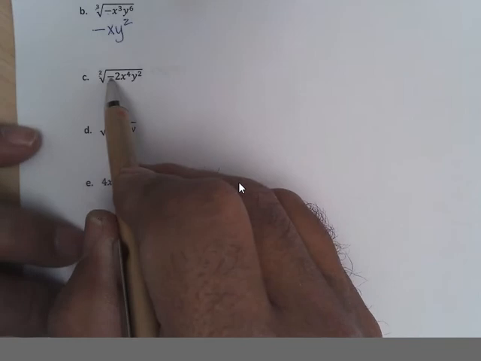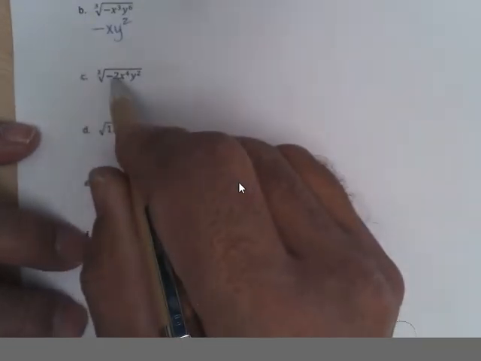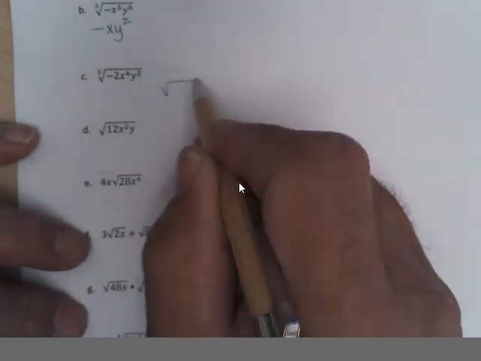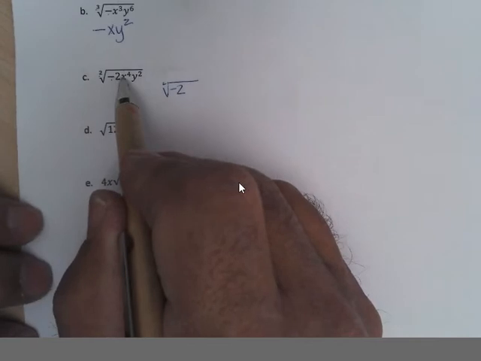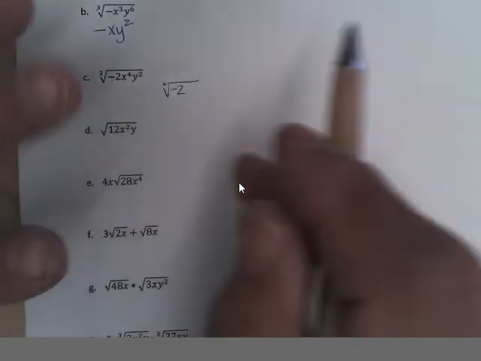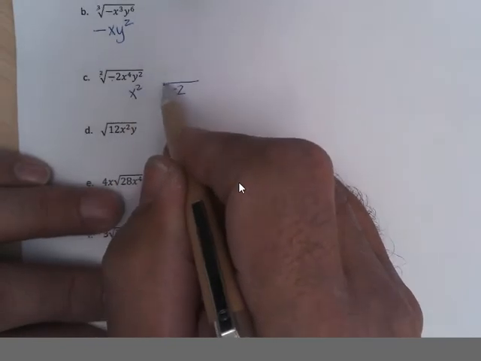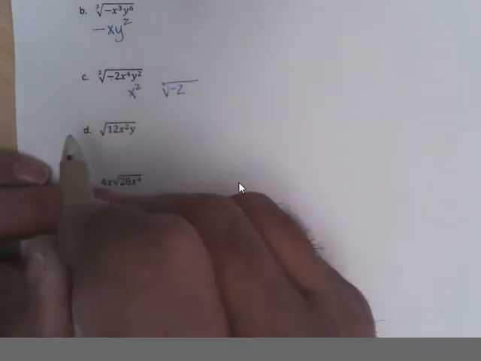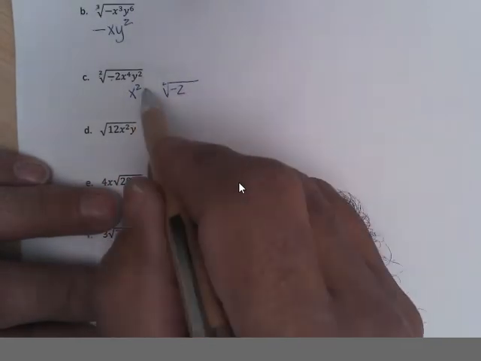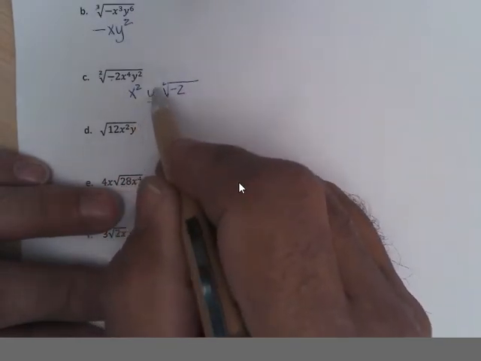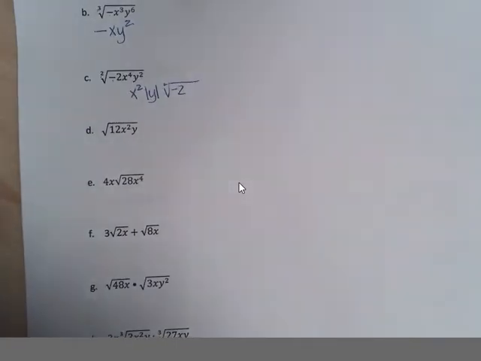Even root, the negative doesn't come out, so the negative and 2 is a single, so it won't come out. So we're going to have a square root of negative 2. Don't need to put the 2, but I will. X to the fourth, 4 of them will come out as 2 x's, so that's x squared. It's even, but since this is squared, I don't need the absolute value. The y squared comes out as a y. That's an odd power, so we need the absolute value of y.